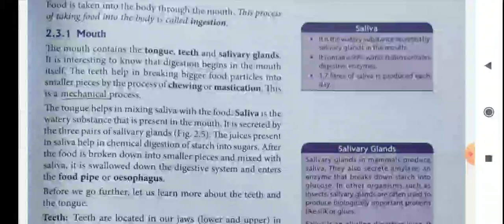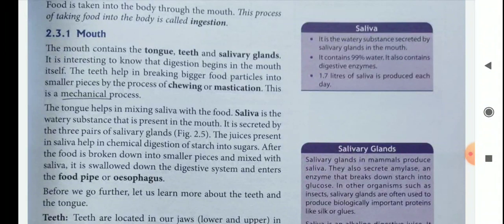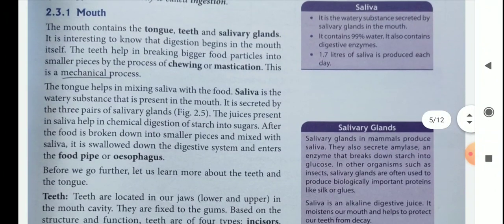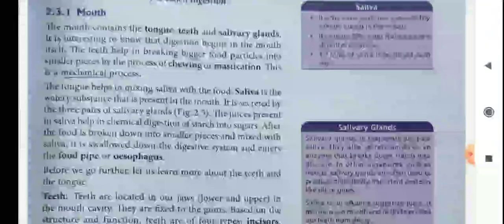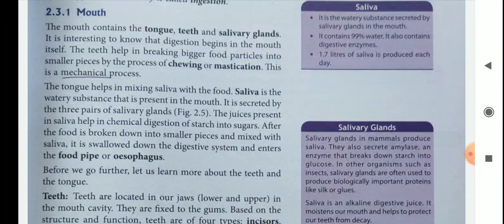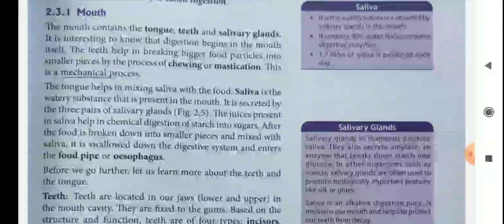Okay. The teeth help in breaking bigger food particles into smaller pieces by the process of chewing or mastication. This is a mechanical process. The tongue helps in mixing saliva with the food. Saliva is the watery substance that is present in the mouth. It is secreted by the 3 pairs of salivary glands. The juice present in saliva helps in chemical digestion, the chemical digestion of starch into sugar.